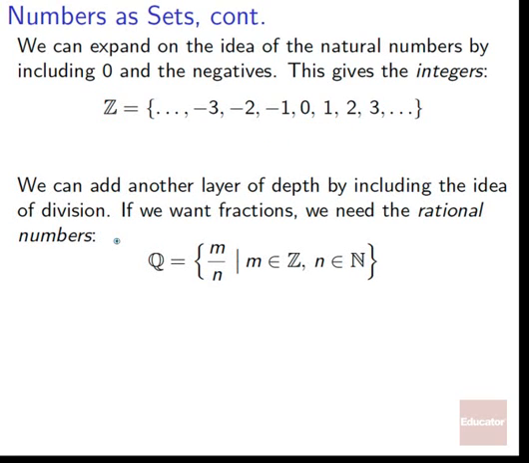All right, next idea, we can add yet another layer of depth by including the idea of division, right? So we've got 1, 2, 3, negative 1, 2, 3. These are great, and they get us a good idea of what's in the real world. But what if I want to talk about wanting half of a pie, right?